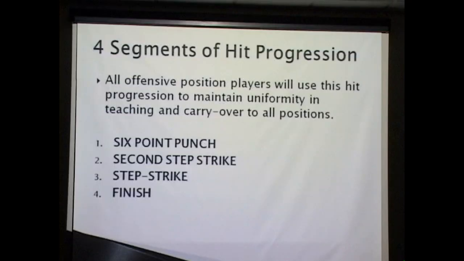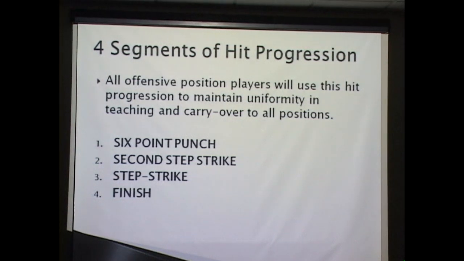There are four segments, as we talked about. All our offensive players at Nevada are taught to use this hip progression to maintain uniformity in teaching and carry over to all positions. So in the pistol offense, as we spoke earlier, we still want to be a very physical offense. That is why we went to the pistol offense in 2005: we wanted to have the advantages of the shotgun, of having our quarterback back at shotgun depth for our passing game, but we did not want to lose our physical downhill mentality.